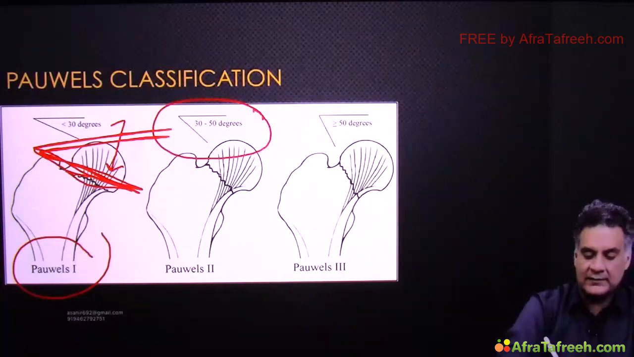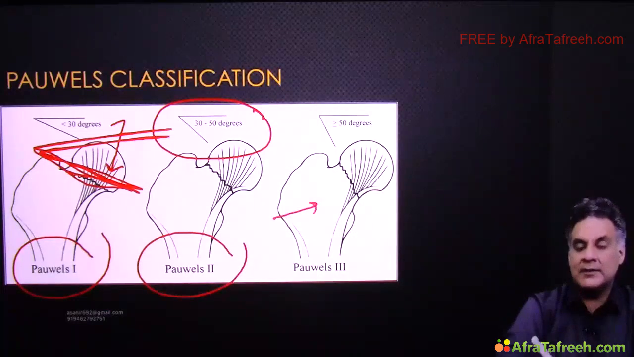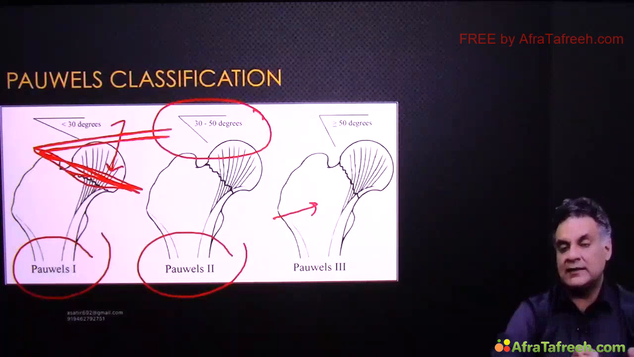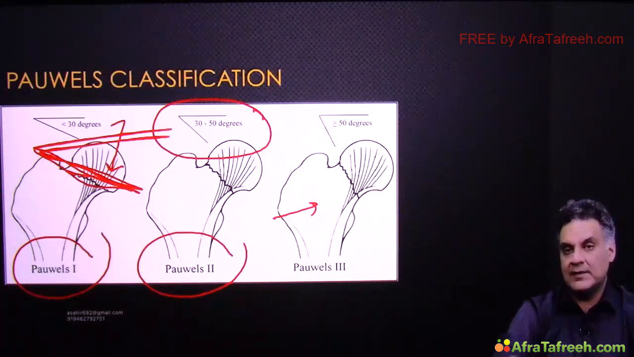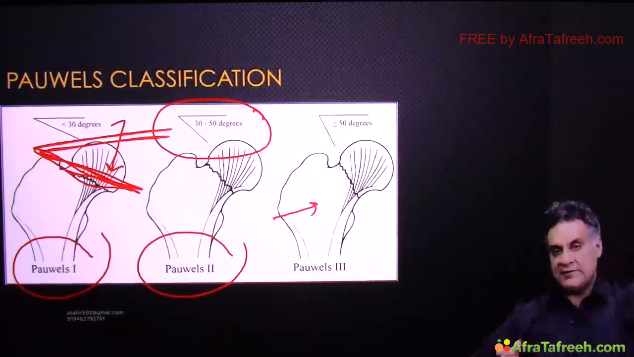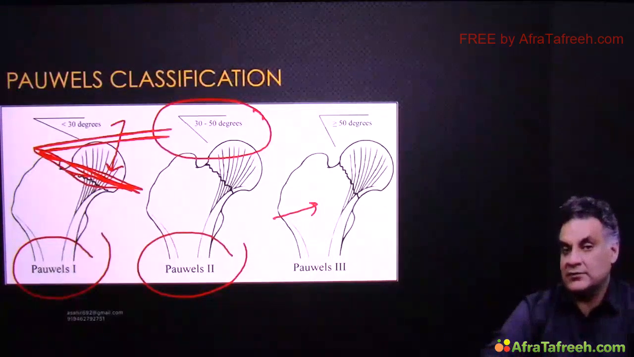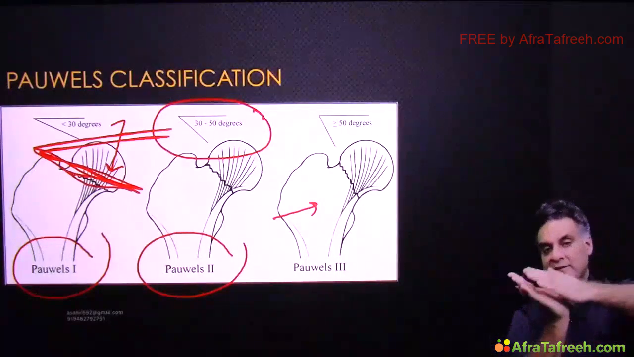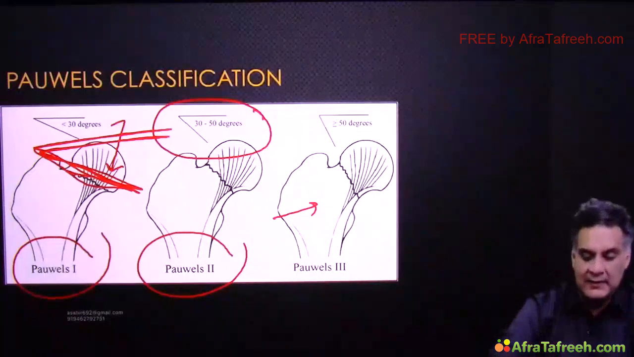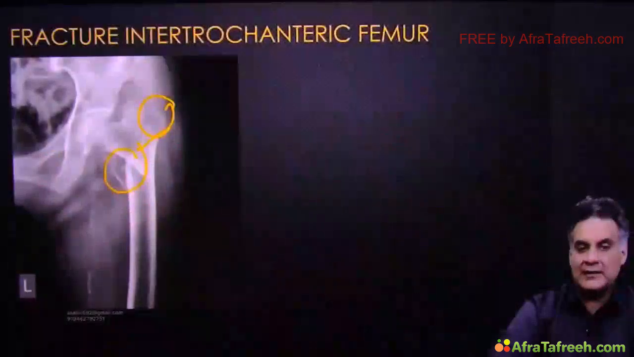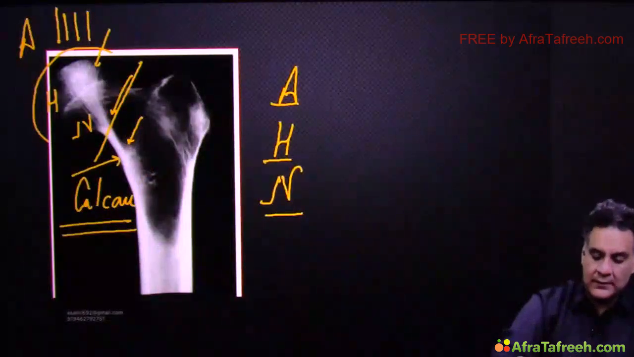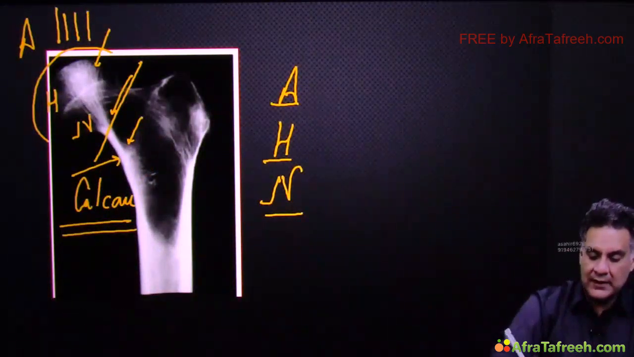30 to 50 is Powell's type 2, and type 3 is a vertical fracture where the angle is more than or equal to 50 degrees. Type 3, vertical fractures, and remember, vertical fractures don't heal well because horizontal fractures compress and can unite.